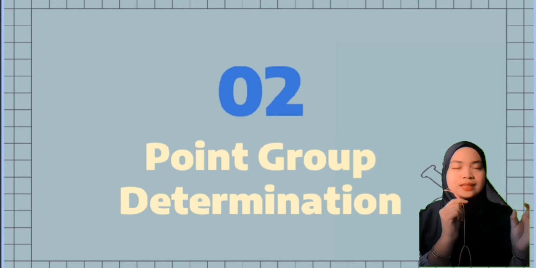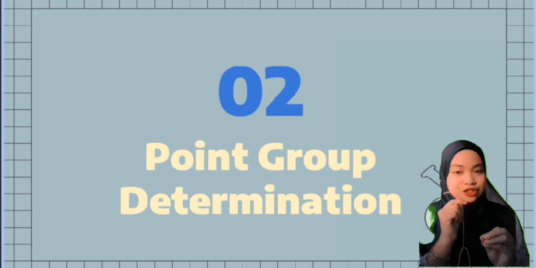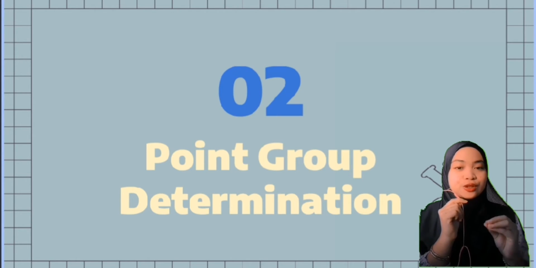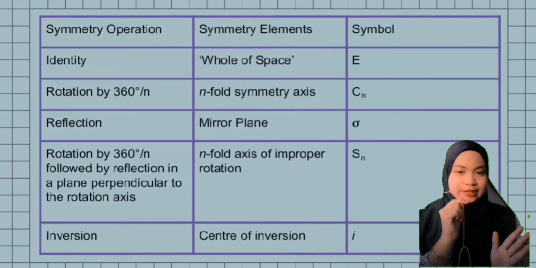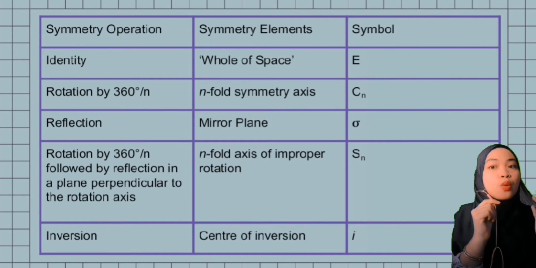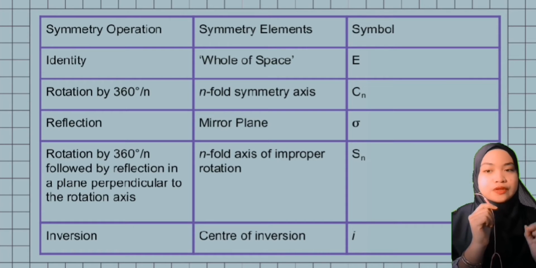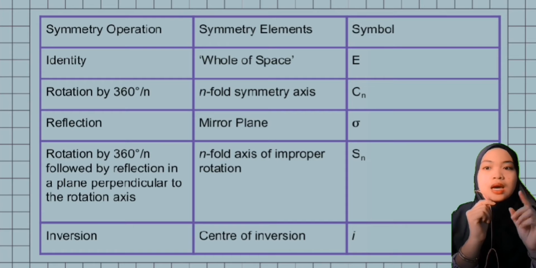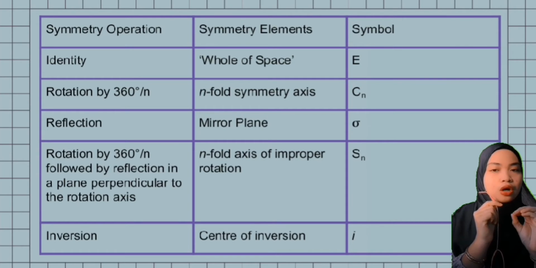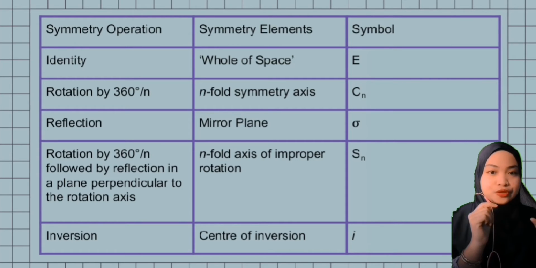Okay, next I will explain about the point group determination for our complex, which is chloropentamine cobalt trichloride. Okay, before that, what is a point group? Point group is where molecules are classified and grouped based on their symmetry. Molecules with similar symmetry are put into the same point group. A point group contains all objects that have the same symmetry elements.